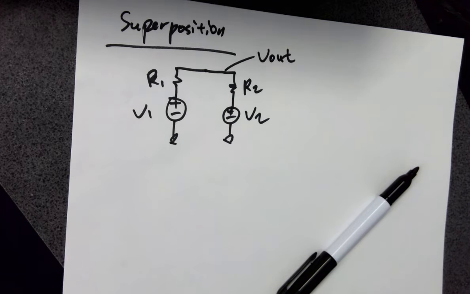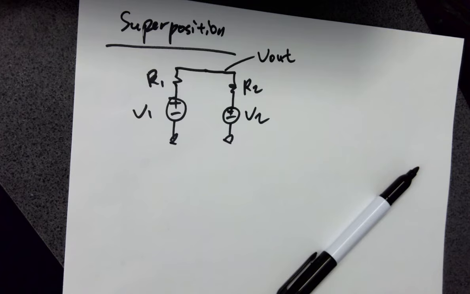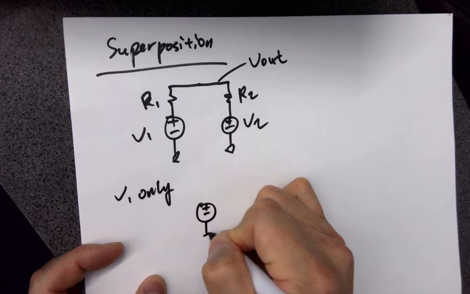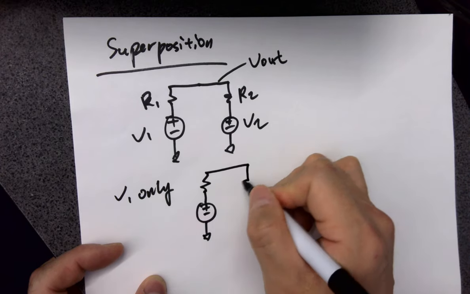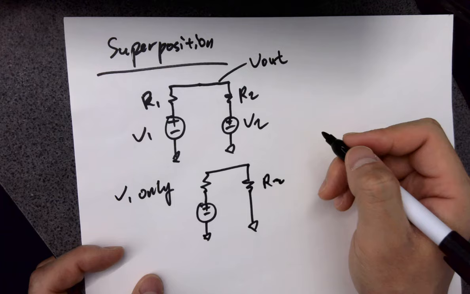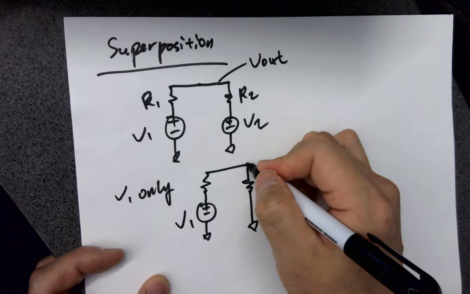Very beneficial, useful. For here, what are you thinking about? Mesh, node, what else did we learn? Mesh, node, superposition, whatever. Let's just use superposition. V1 only. So when only V1 is applying, or only functioning, short V2 to ground. Why? Because the voltage source has zero internal resistance. That's why you short it. Whenever you're only looking at V1, you only look at the impact V1 gives to VL.